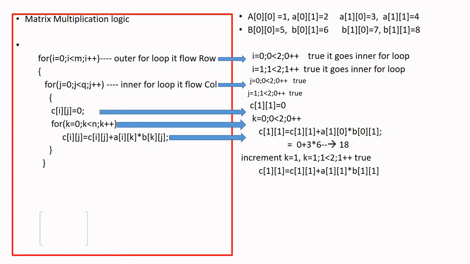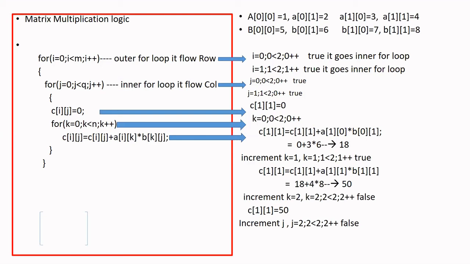Yes, it is true. It will go to the formula again. So C of 1 1 plus A of 1 1, k value is 1, multiplied by B of 1 1. So what value will we get? C of 1 1 is 18, plus 4 into 8. So finally you will get 50. Again it will increment k, the condition fails. Again it will go to the inner for loop, that is j. Again j also fails. Again it will go to the outer for, that is i. i also fails. Finally it will come out of the program.